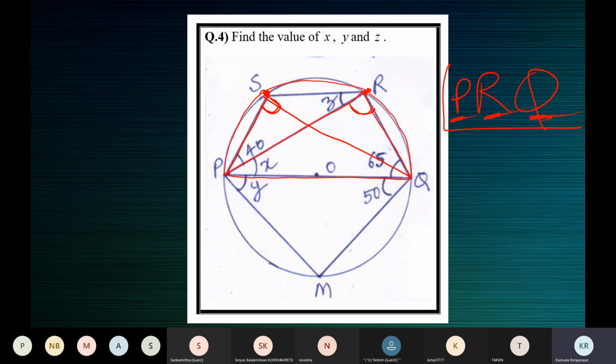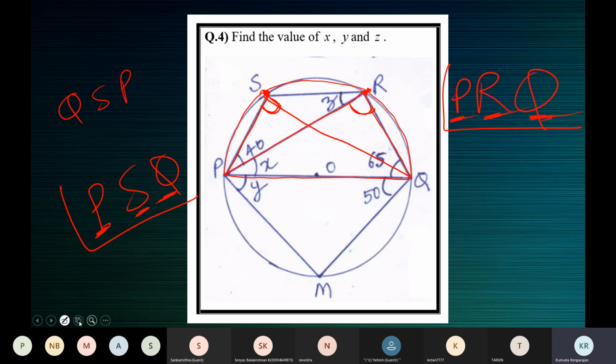So if suppose it's needed, you have to join SQ. You can join SQ and then say angle PSQ is equal to 90 degrees. See, PSQ, PQ are the ends of the diameter. S is a point on the semicircle. Angle PSQ is equal to 90 degrees. You can also call it angle QSP.